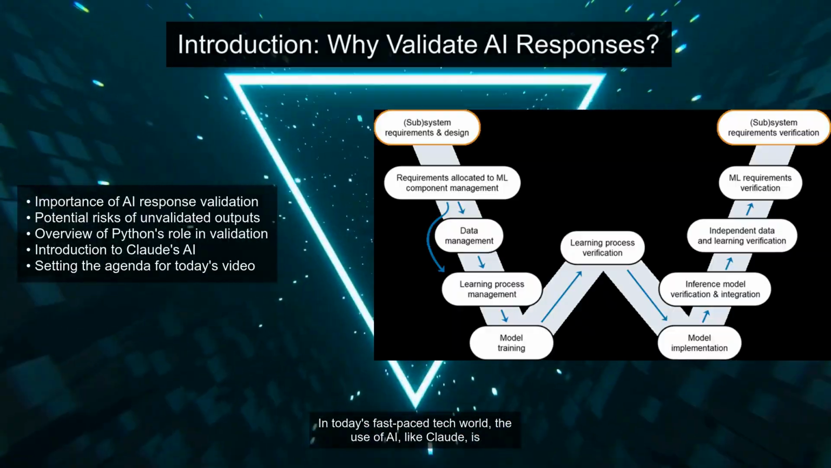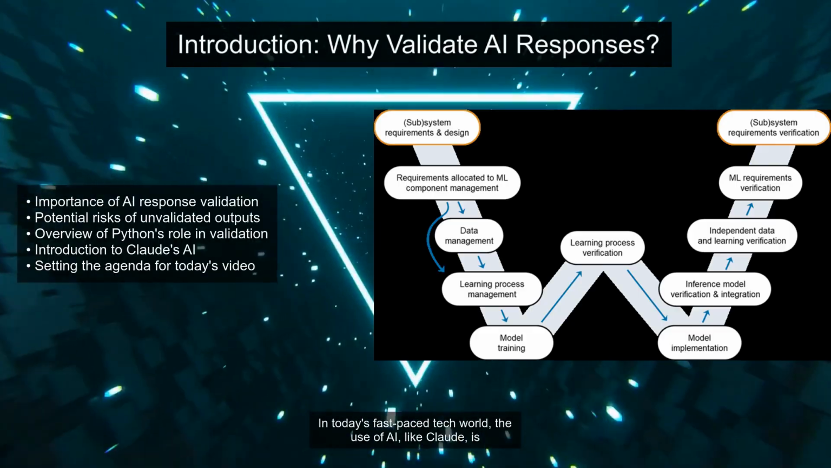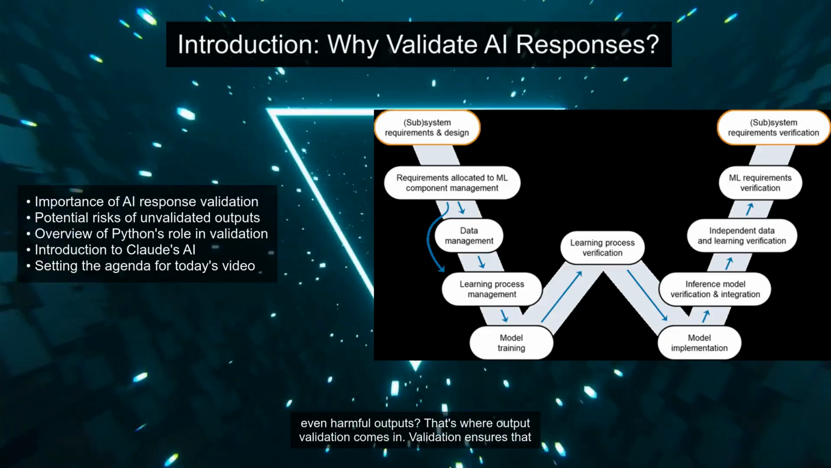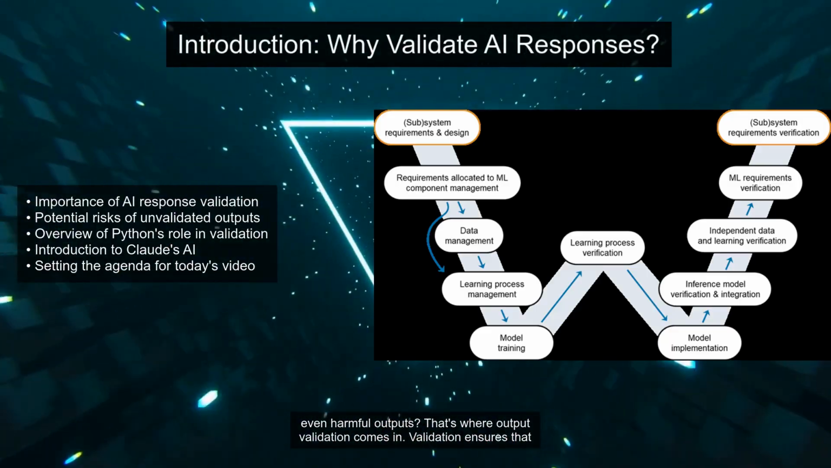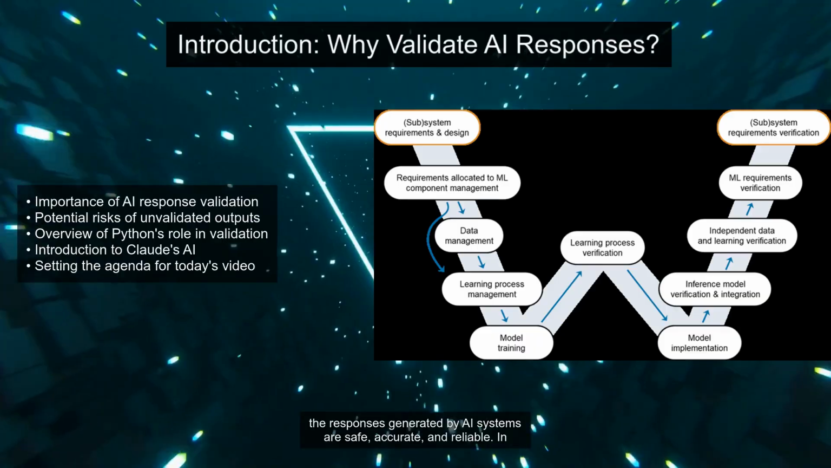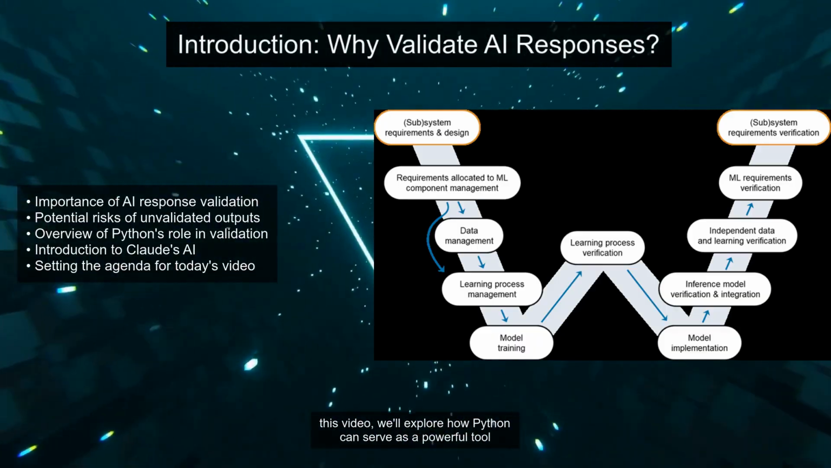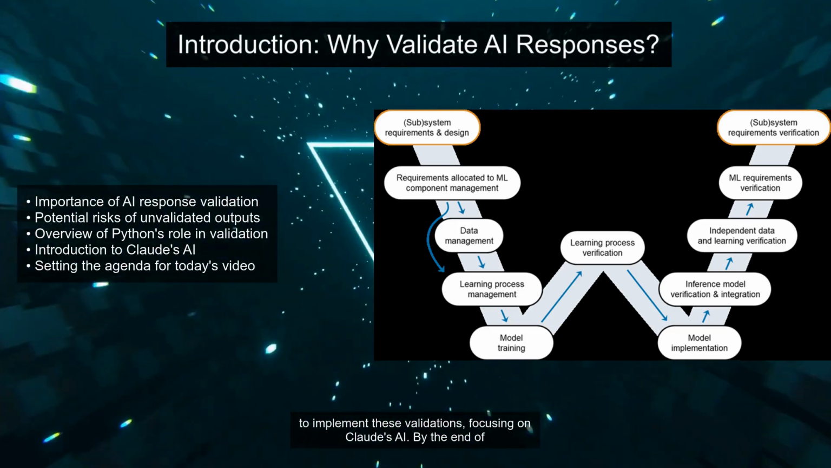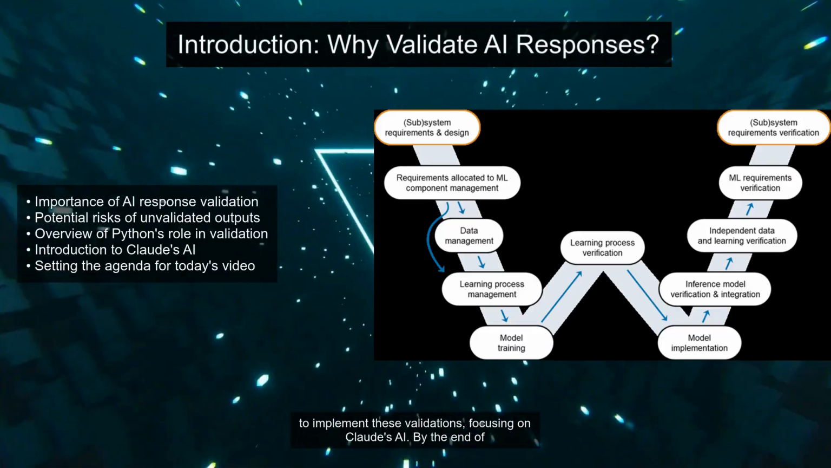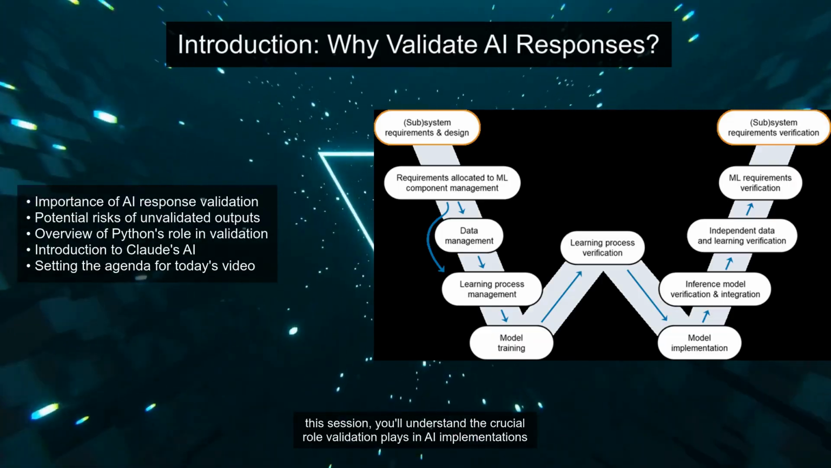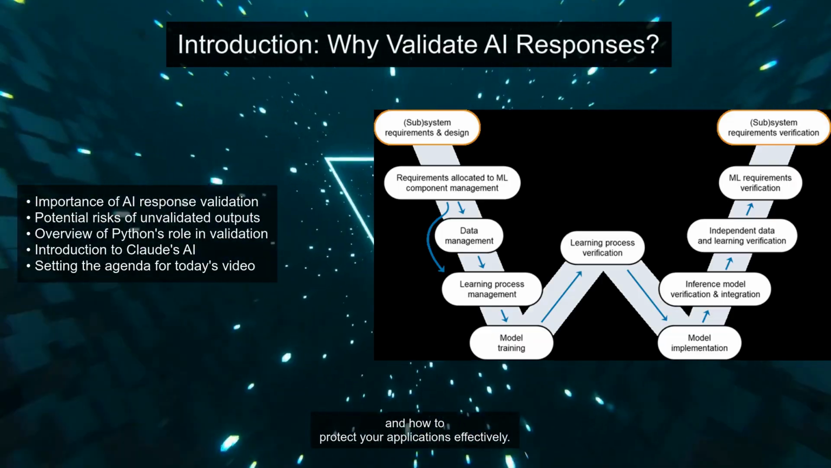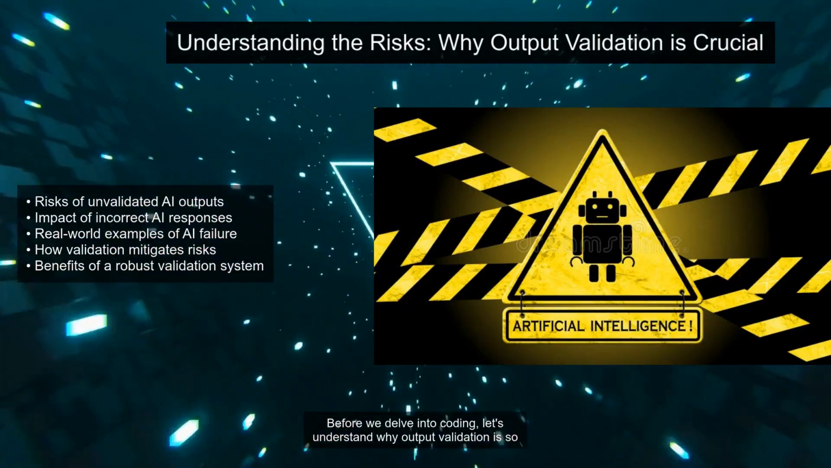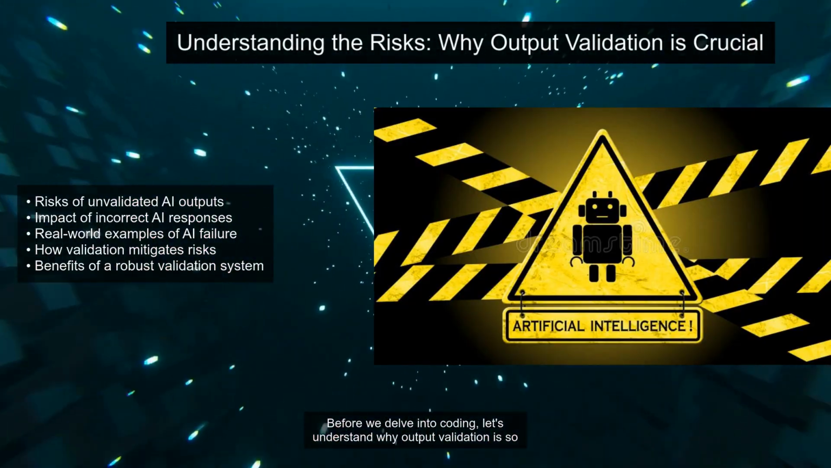In today's fast-paced tech world, the use of AI, like Claude, is growing exponentially. But what happens when these AI systems produce incorrect or even harmful outputs? That's where output validation comes in. Validation ensures that the responses generated by AI systems are safe, accurate, and reliable. In this video, we'll explore how Python can serve as a powerful tool to implement these validations, focusing on Claude's AI. By the end of this session, you'll understand the crucial role validation plays in AI implementations and how to protect your applications effectively.